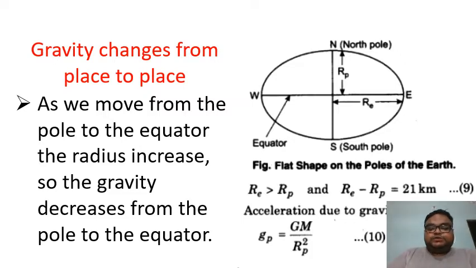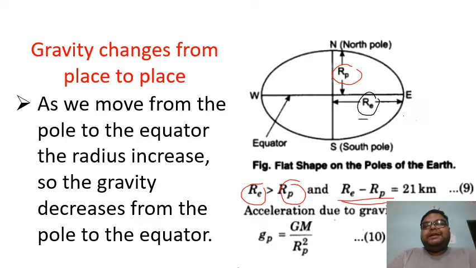This is the representation of the shape of the Earth. Here in this picture, the radius at the equator is denoted by RE and the radius at the pole is denoted by RP. Since the Earth has a flat shape at the poles, the radius at the equator will be more than the radius at the poles. The radius at the equator is 21 kilometers more than the radius at the poles. Okay, students?